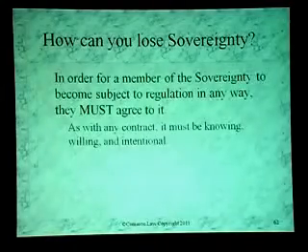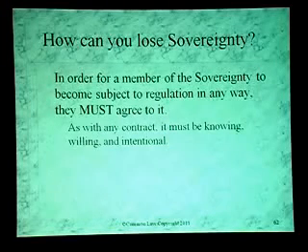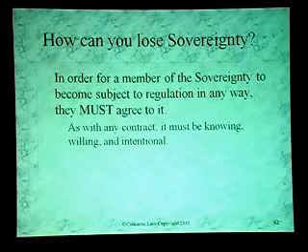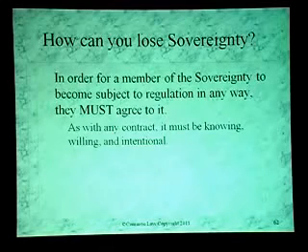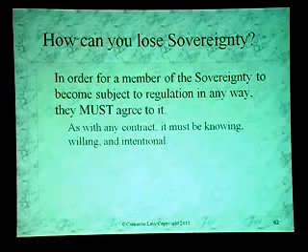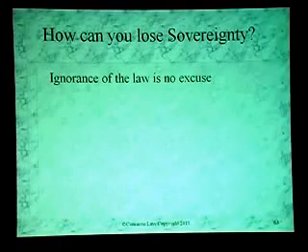How true it is. In order for a member of the sovereignty to become subject to regulation in any way, you have to agree to it. And as with any contract, it has to be knowing, willing, and intentional, and they will never, ever intentionally get you into something like that, because that would be treason. So you just bring that stuff up and they'll just dive for cover.